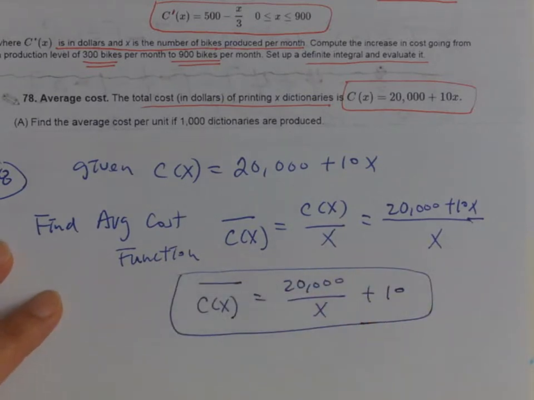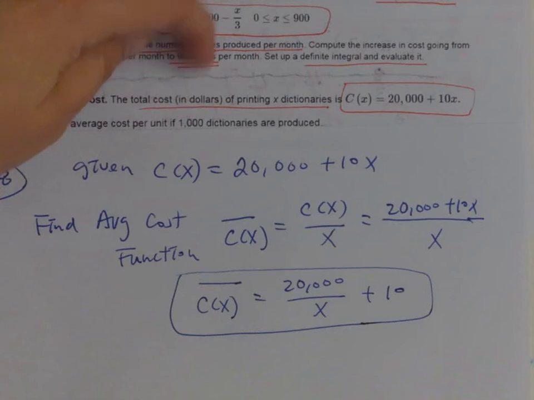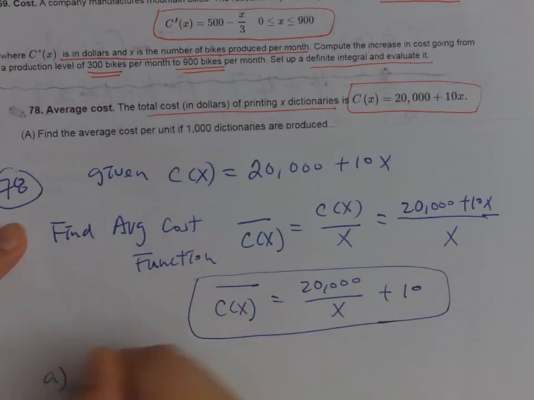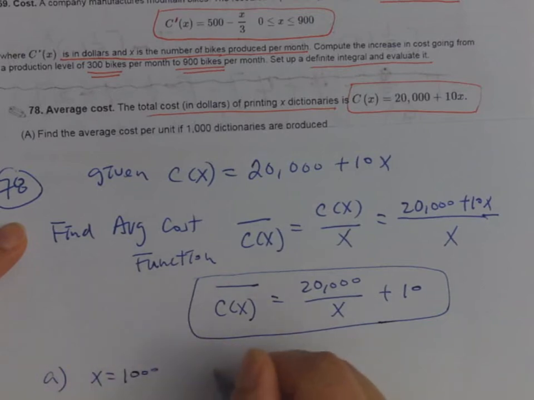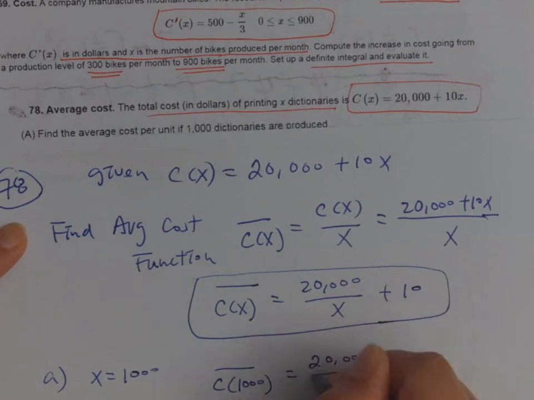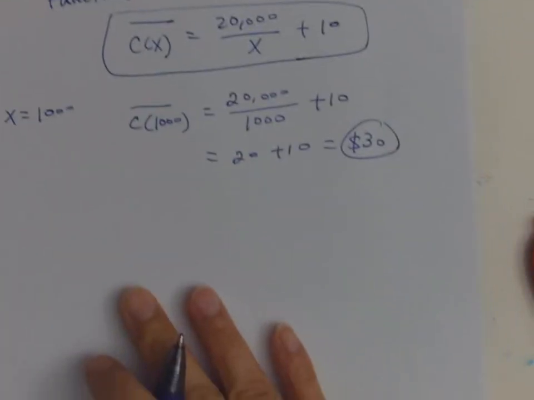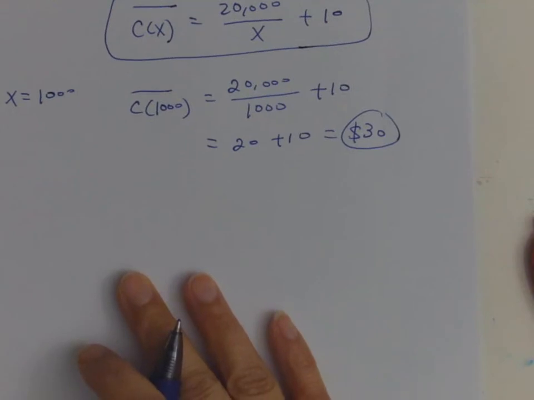And then they want to know the average cost if 1,000 dictionaries are produced. So the A part says x equal to 1,000. So C bar of 1,000 will equal 20,000 divided by 1,000 plus the 10, right? So basically it's 20 plus 10, which means $30. So this is $30 per unit is the average cost if 1,000 units are produced.